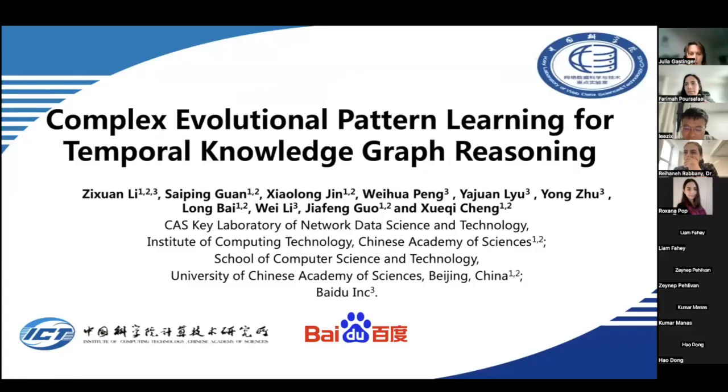I'm happy to share our paper, Complex Evolution Pattern Learning for Temporal Knowledge Graph Learning. This is the only work we did while doing our internship at Baidu.